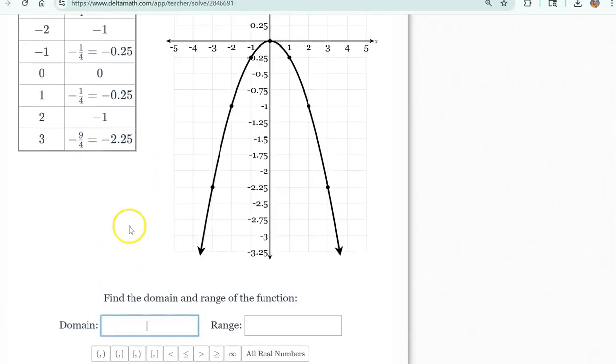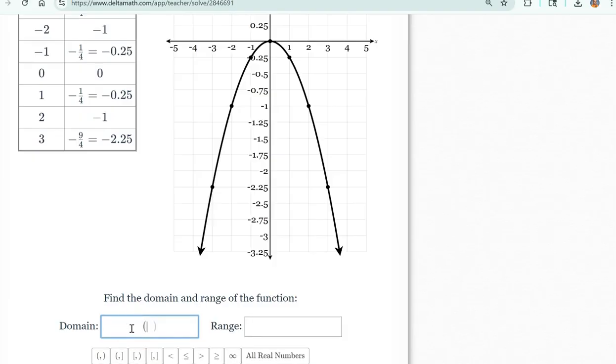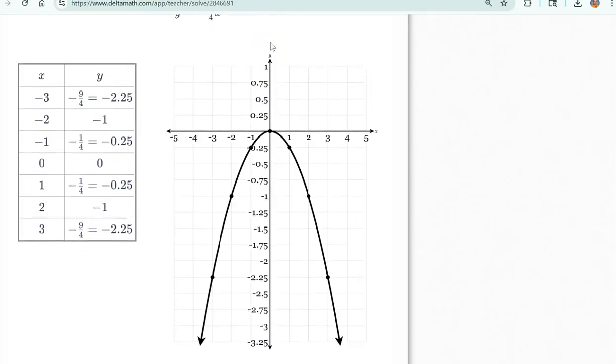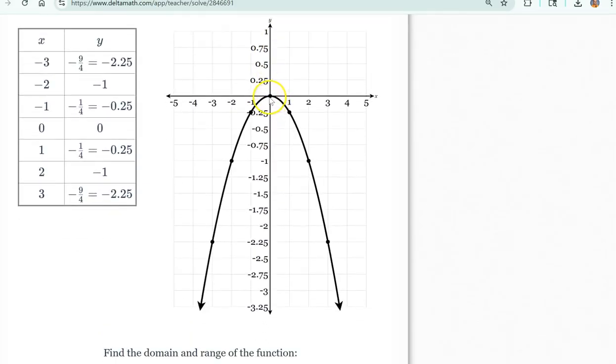Nice. Okay, now we need the domain and range. Well, the domain is how far does it go on the x-axis. And you can see with these arrows, it's going to continue to infinity on both sides. So the domain for this is going to be -infinity. Or I could just put all real numbers too. Now the range is different because the range covers how far does it go on the y-axis, and you can see it peaks here at 0.